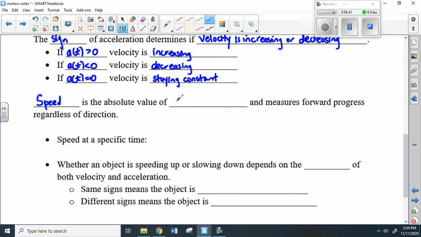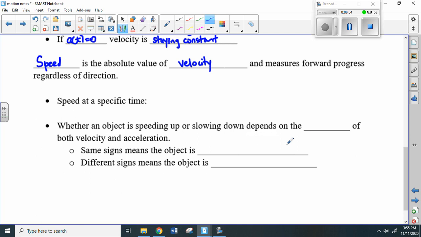And then just to reiterate some other things that we've talked about, okay, speed is the absolute value of velocity, and it only measures forward progress. It doesn't matter what direction it's going in. Now, if I want the speed at a specific time, which we saw earlier, you just take the absolute value of the velocity at that time.